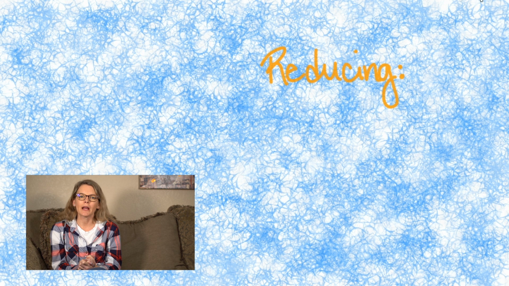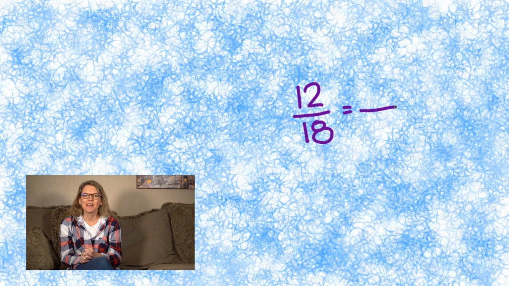Finally, we're going to practice reducing these fractions into lowest terms. 12/18. Remember, we need to decide what number goes into both of these evenly. I know that 6 does, and I divide the numerator and denominator by 6. 12 divided by 6 equals 2. 18 divided by 6 equals 3. The fraction then, in lowest terms, is 2/3.